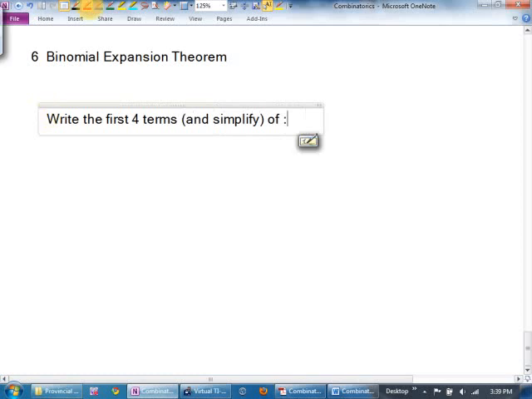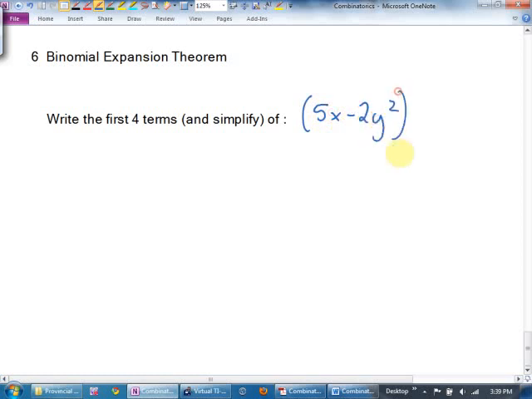better make sure I don't accidentally make up one on the test. (5x - 2y²)⁶. Can you do this? If I pause right now, try it. I'm going to pause the video even this time. You can try this at home, those of you who are following along yourselves.